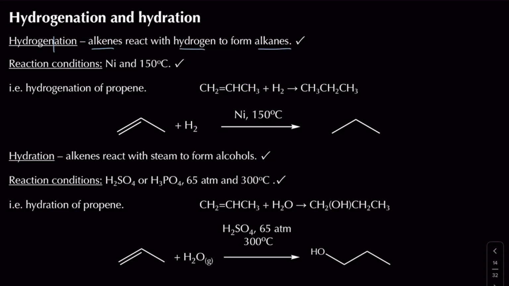Now the reaction conditions here are a heterogeneous catalyst, which is nickel, and a temperature of 150 degrees Celsius. Basically all that we're doing is we're trying to get rid of this double bond over here. So we've got carbon 1, carbon 2, and to each carbon atom we're adding a hydrogen, which in skeletal formula you can't actually see, and so we end up with a saturated compound.